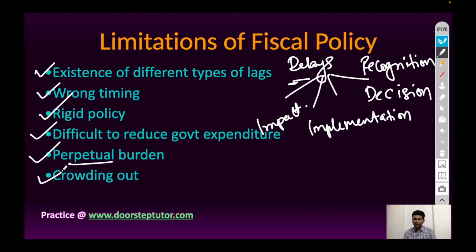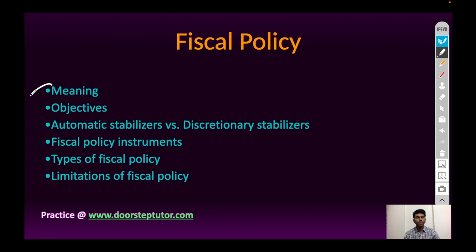Last, crowding out. When the government requires money, they borrow a huge amount from the market. So there will be no loan available to the general public. So the general public is crowded out. Similarly, sometimes back the government distributed laptops among students. At that time, laptop manufacturing companies were crowded out. So crowding out means taking away from the market. So we have completed the fiscal policy parts.